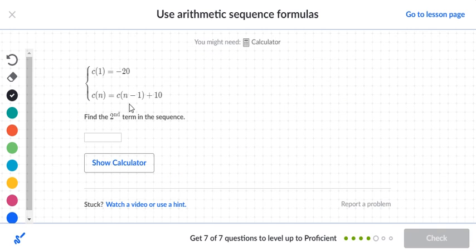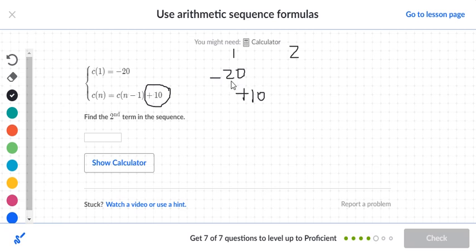Now we have two levels here, two level equations. Now notice we're only going to the second term. So we only need the first term and the second term. The first term we know is a negative 20. Second term, again, do not get confused with all the stuff right here. Just look at what comes after the parentheses. Here is a positive 10.